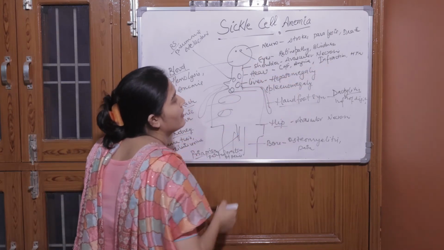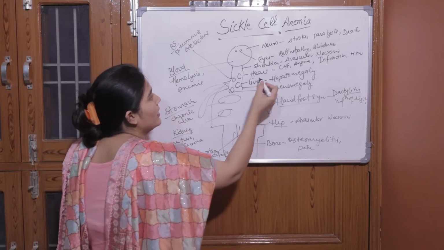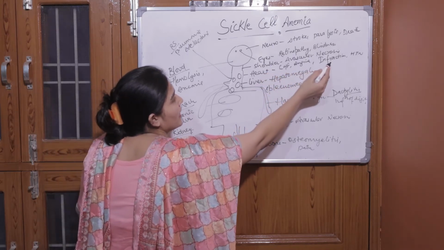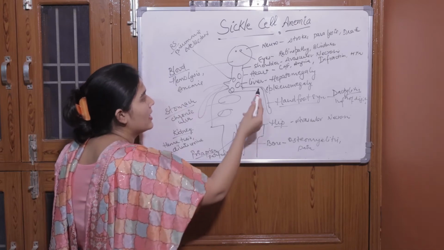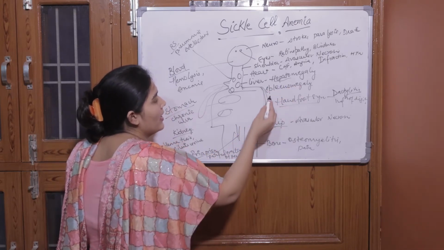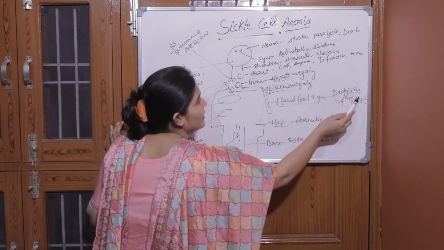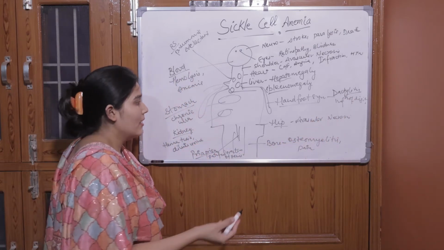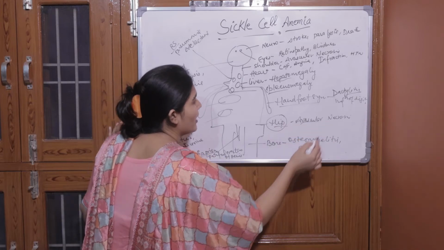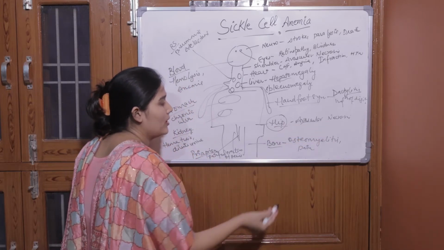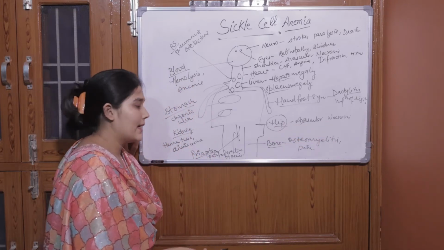In the shoulder, it will lead to avascular necrosis. In the heart, it will cause CHF, angina, infarction and hypertension. In the liver it will cause hepatomegaly. In the spleen, splenomegaly. It will lead to hand-foot syndrome, that is dactylitis, inflammation of the digit. In the hip it will lead to avascular necrosis. In the bone it will lead to pain or osteomyelitis.